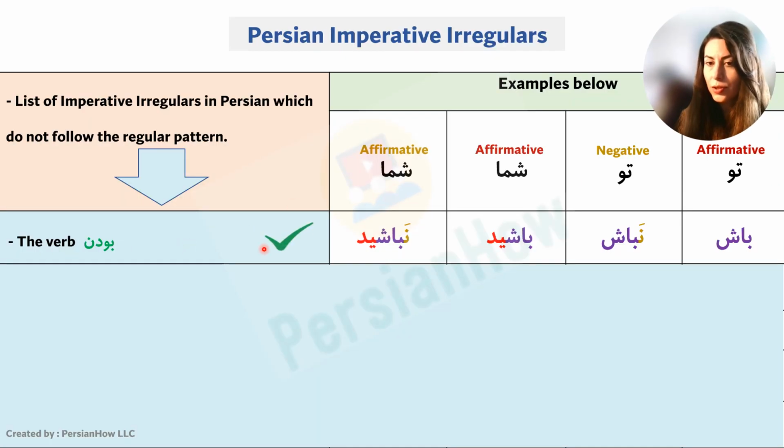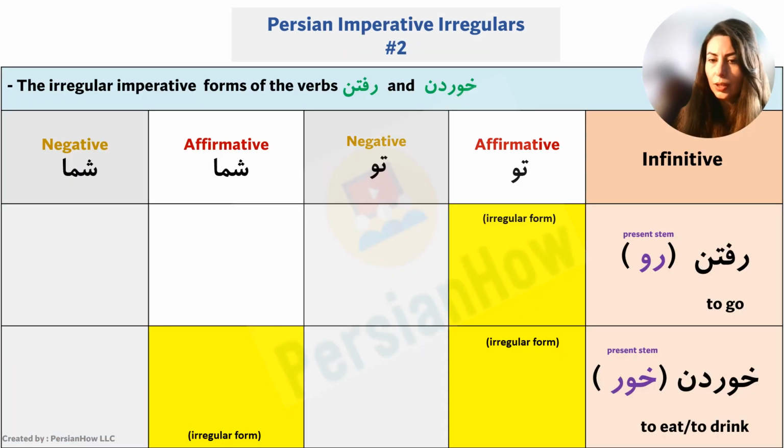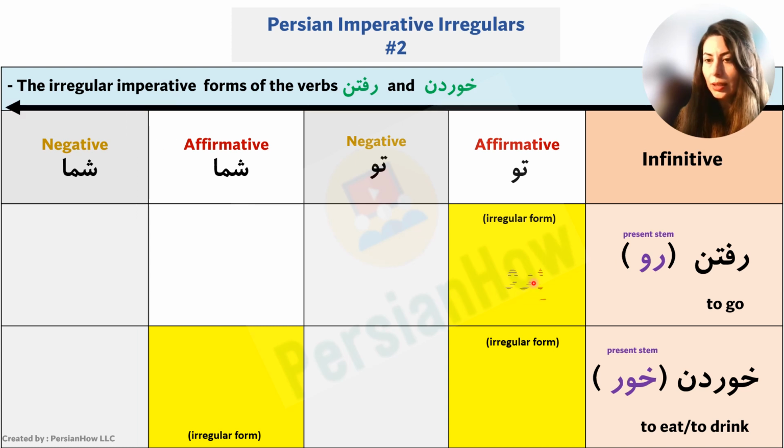So we covered the first one, the irregular imperative form of بودن. Now we are going to take a look at the second category, the irregular imperative form of the two verbs رفتن and خوردن. So these two verbs, رفتن and خوردن, the pronunciation is a little bit different than what we just learned. So رفتن, رو is the present stem, right? So technically it should be برو, but we don't really say برو, we say برو. So we add an o instead. But then the rest is the same for رفتن.